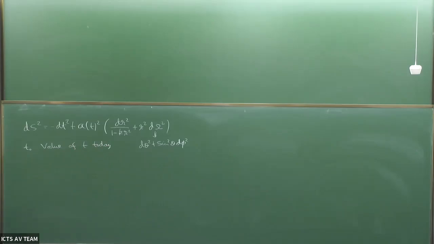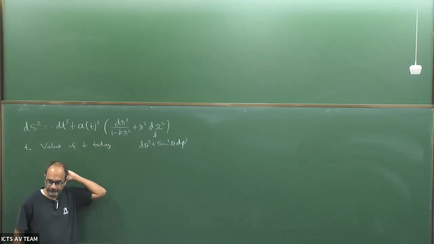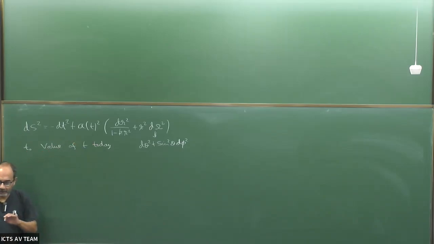But based on whatever you have said so far, we cannot even measure t naught uniquely because this form of the metric is invariant under t goes to t plus constant. Right? All you have to do is change the definition of a of t. So you have to fix something else to be able to say what it is today. But the difference in time we can measure.